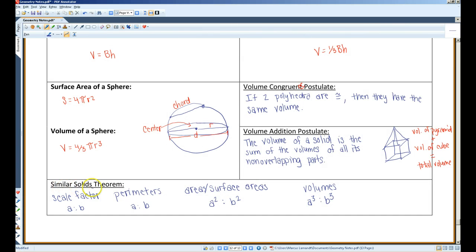And finally, the similar solids theorem. If two figures have a scale factor of a to b, then their perimeters also have a ratio of a to b. Their areas, or surface areas, have a ratio of a squared to b squared, and their volumes have a ratio of a cubed to b cubed. And we will do some examples of these in class. And that's it.